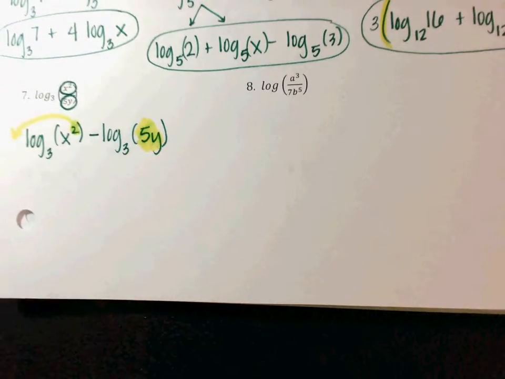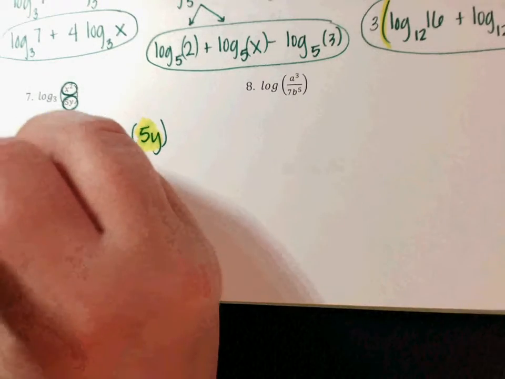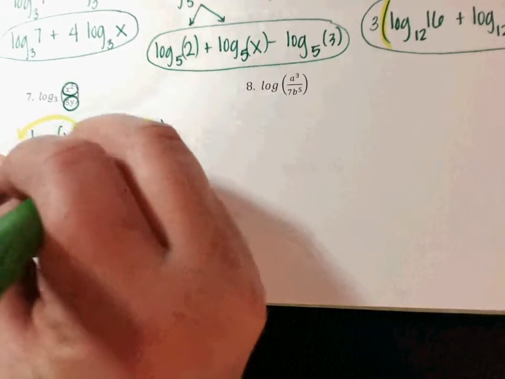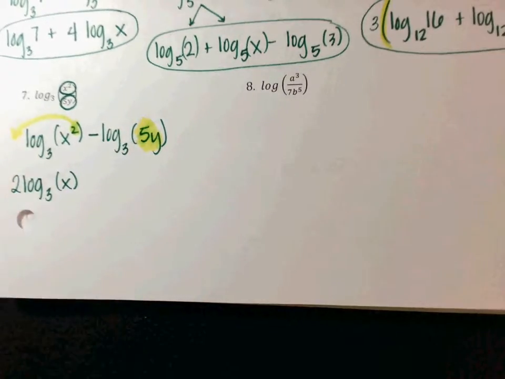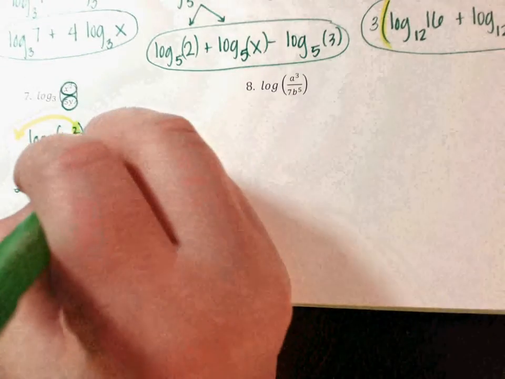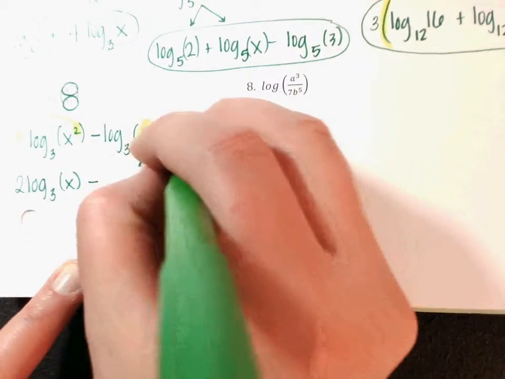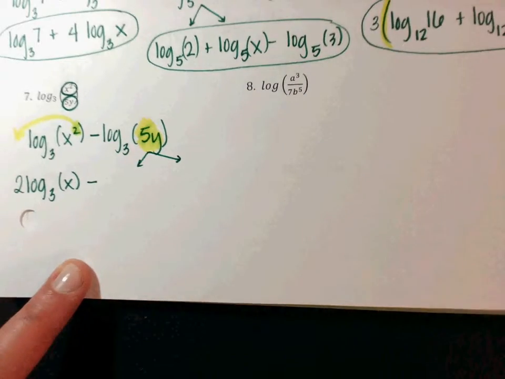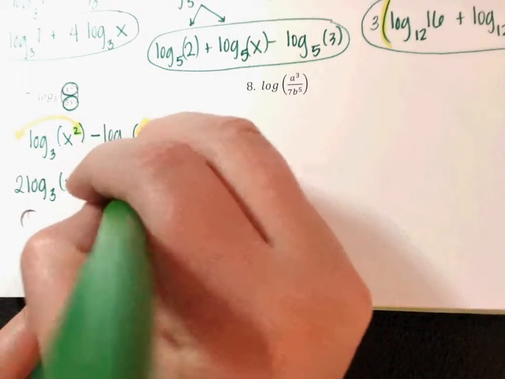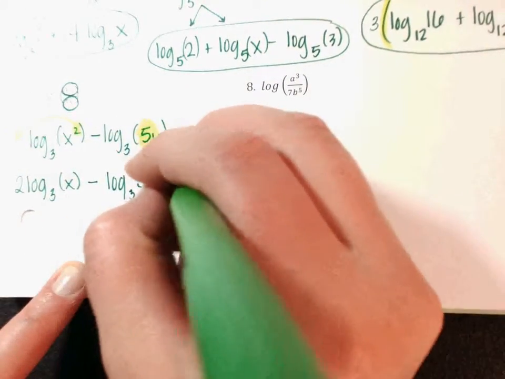Addition. Very good. So for this first one, I'm going to have 2 log 3 of x. Notice my 2 moved to the front based on that coefficient rule. And then minus. And then I'm going to split this up into 2 logs. I'll have a log 3 of 5 and then a log 3 of y. So log 3 of 5, log 3 of y.